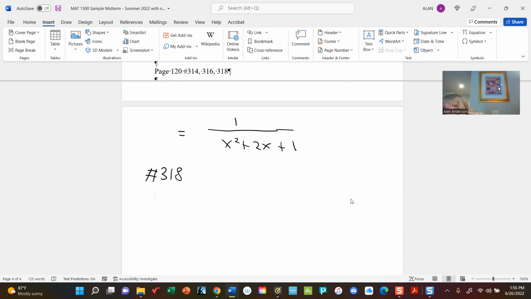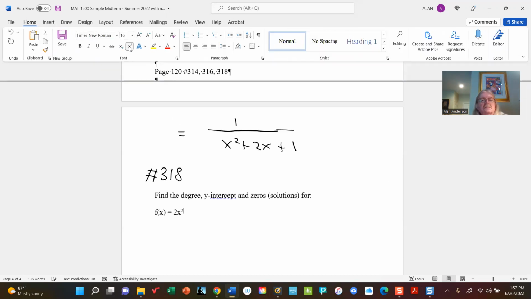They're asking us to find 3 things. Find the degree, y-intercept, and zeros, which means solutions, for the function f of x equals 2x squared plus 9x minus 5. All right, the degree is easy. This is the highest exponent of x in the equation.